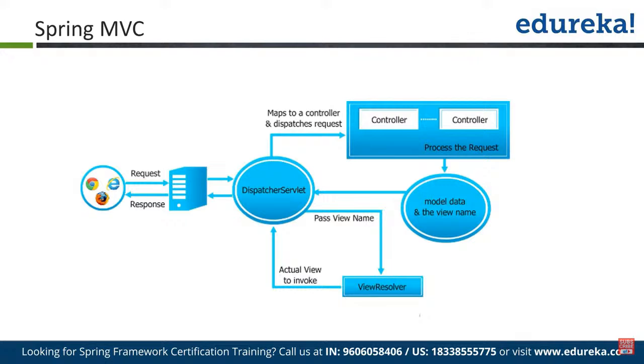Now the question is how it is mapping it. So let's park it for a while. Let's say the dispatcher servlet is filtering each and every request coming. On the basis of the request, it is identifying the request, and it is invoking the controller on the basis of that request. Let's say one controller is invoked on the basis of the request.